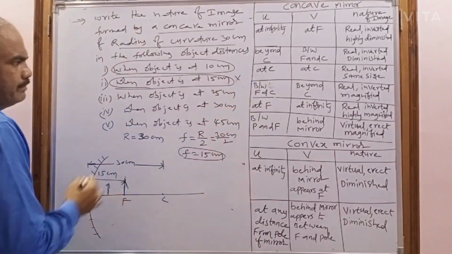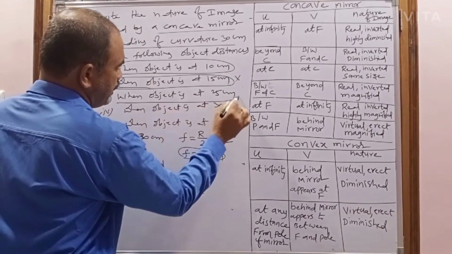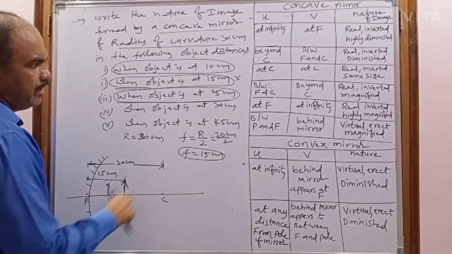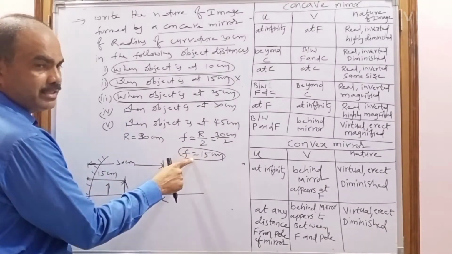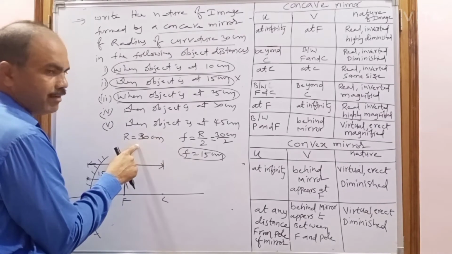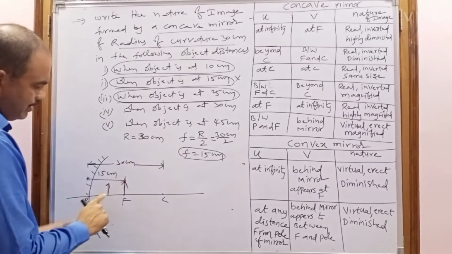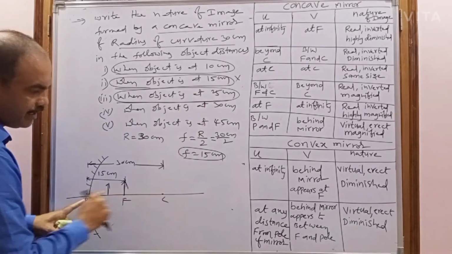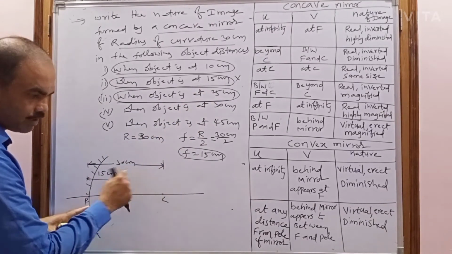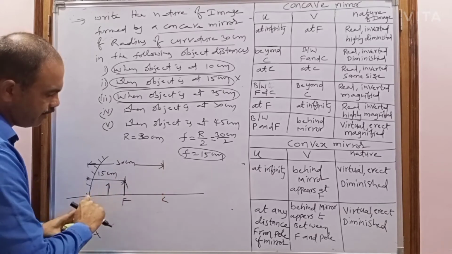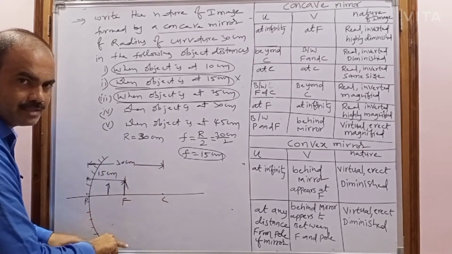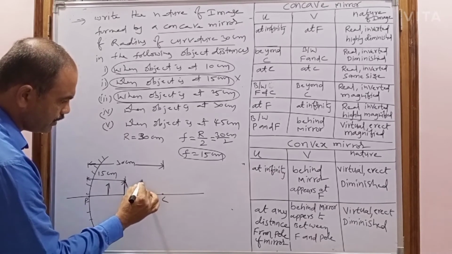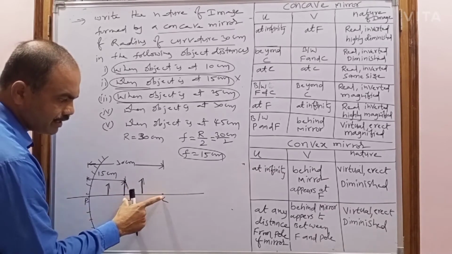And next, the third one. When the object is at 25 centimeter, 25 means what? It will be greater than the focal length distance, but less than the radius of curvature. That is, this distance is more than 15 centimeter and less than 30 centimeter. So it is less than C and more than F. Nothing but the object is between the focus and center of curvature.